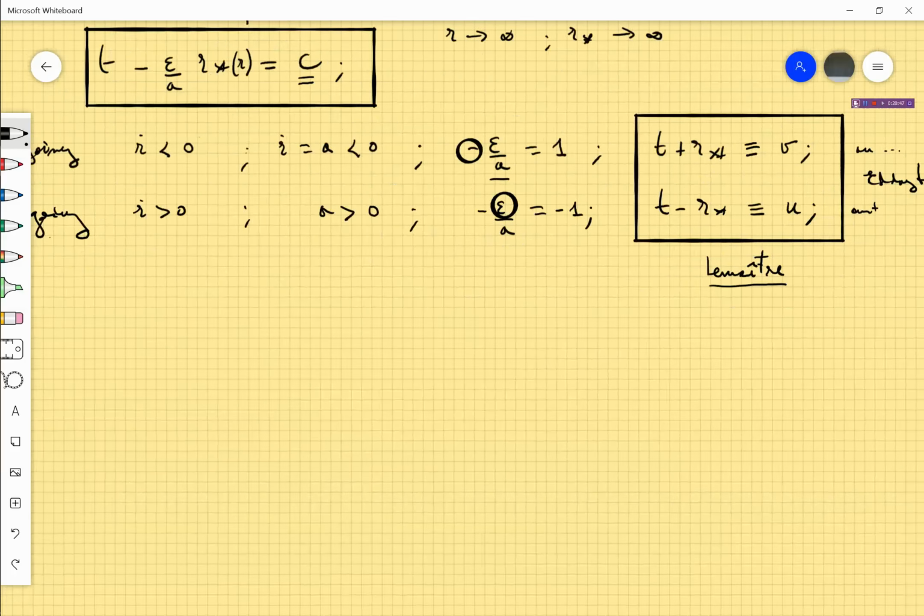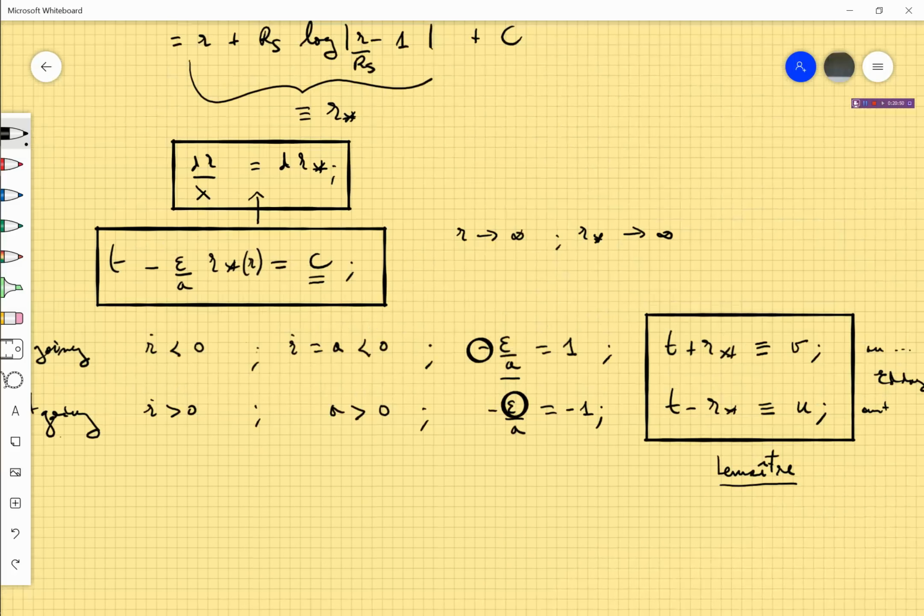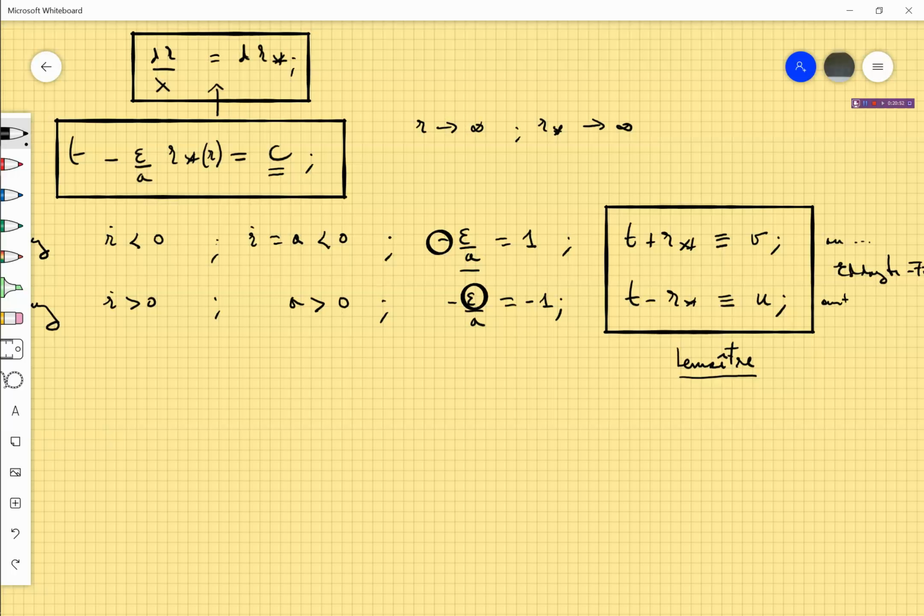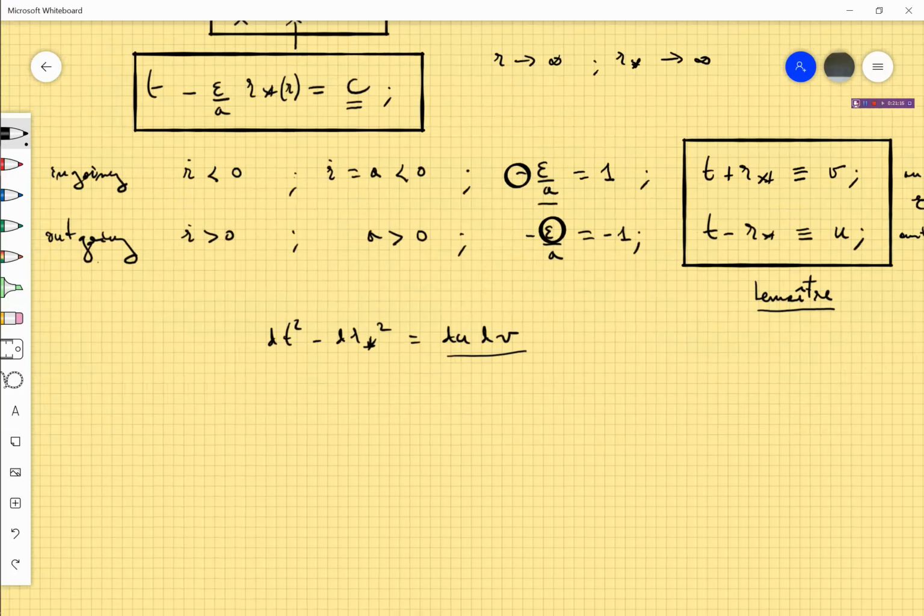Now, why are they null coordinates? If I use both of them, you see that it's very easy to see that dt squared minus dr squared is du dv, which is the standard expression that the metric has in null coordinates. And it is understandable because they characterize null geodesics. Now, the next thing that we are going to do is to really write the metric in incoming or outgoing Eddington-Finkelstein coordinates. But this is not writing the metric using both u and v at the same time.